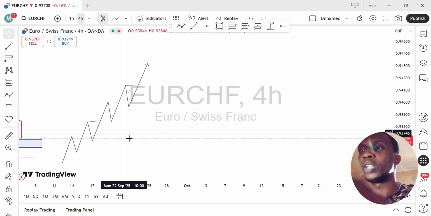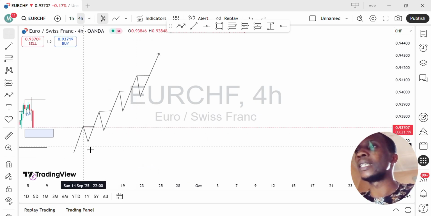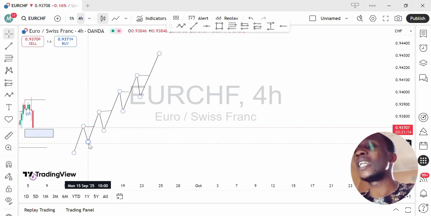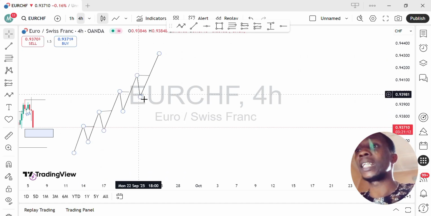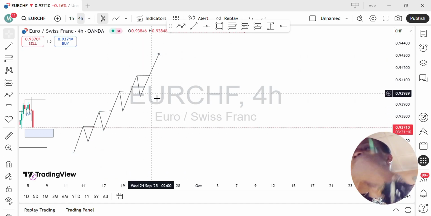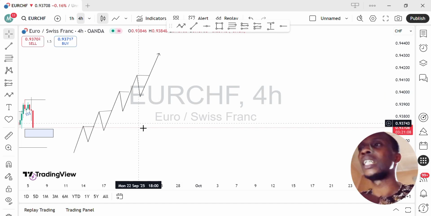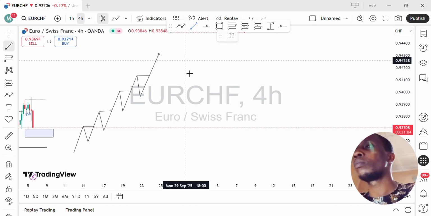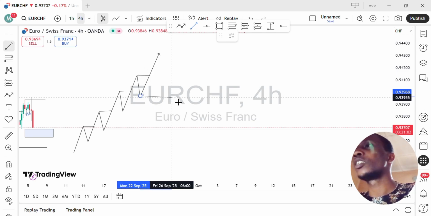Now, like I've said, for every bullish trend, the low needs to be protected. This low right here needs to be protected. Every low needs to be protected. If price should attempt the low and break through it, it becomes a change in trend. So now this becomes my low right here, and this becomes the high.